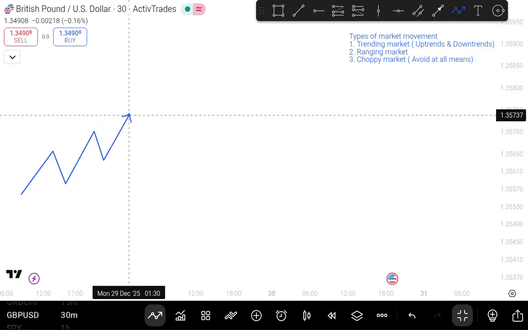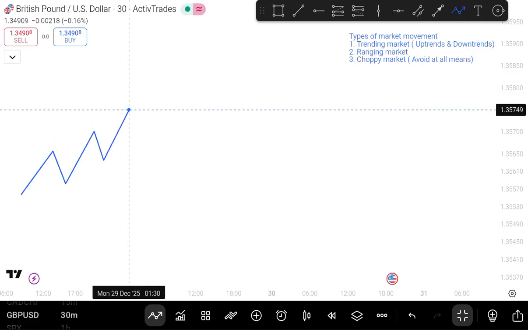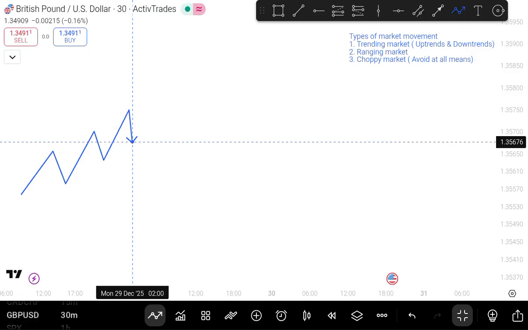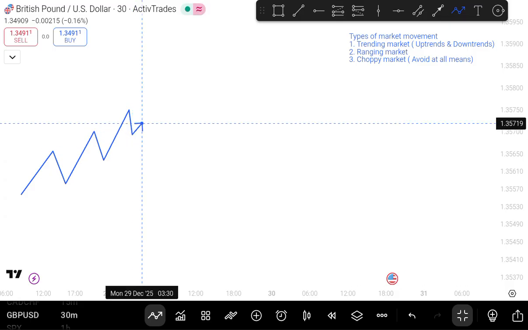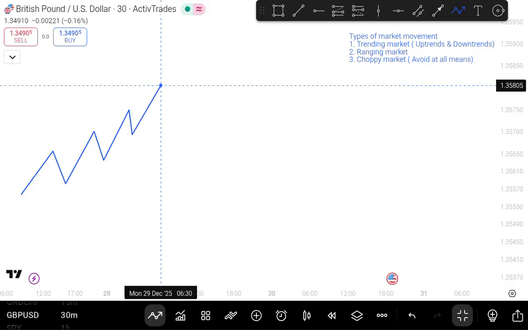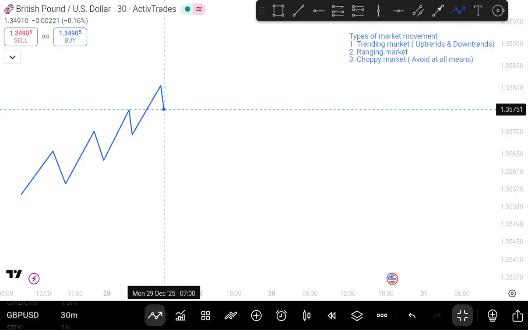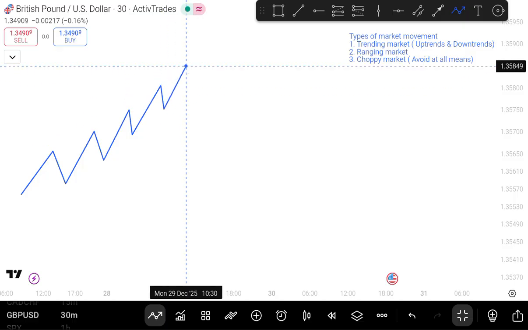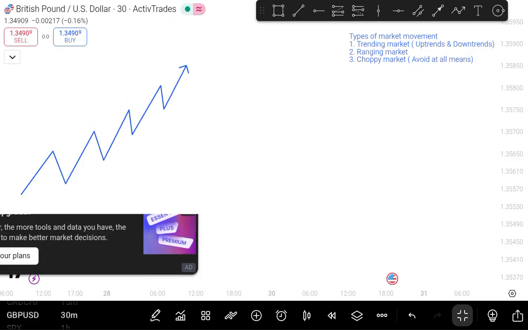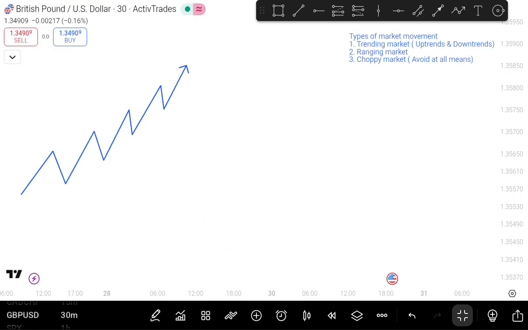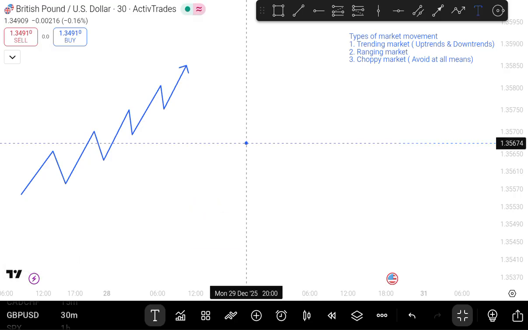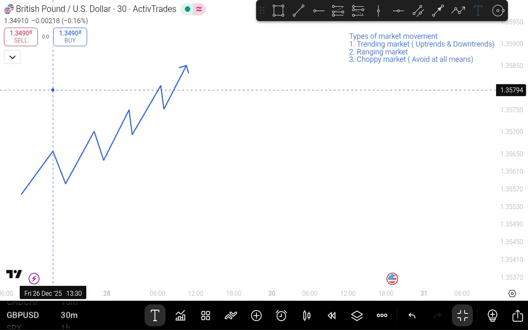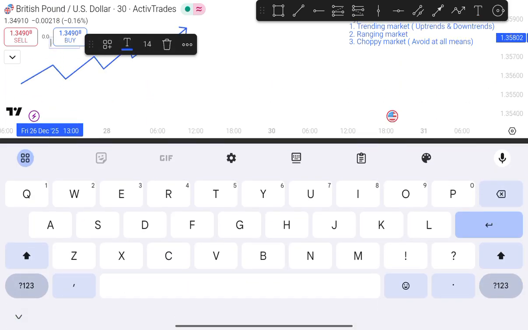Then it goes up, it will come down, goes up, comes down, goes up. Now you can see this is an uptrend market. This is one type of trending market. This one is called an uptrend market.